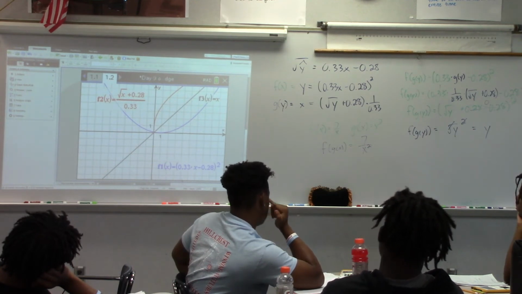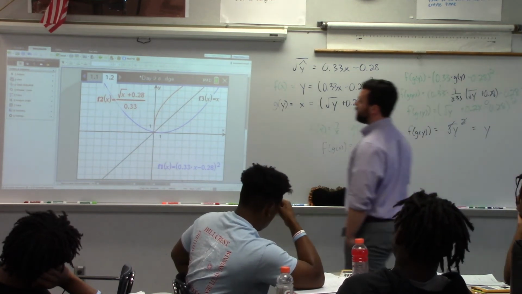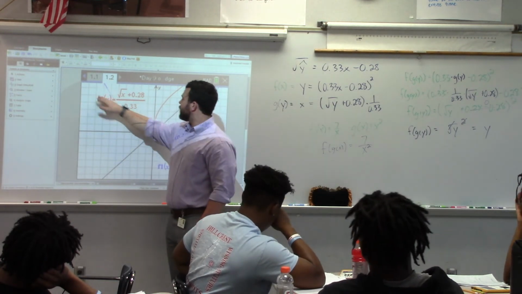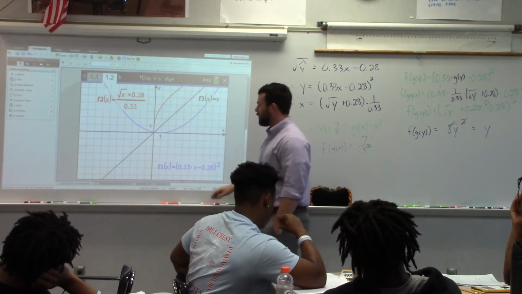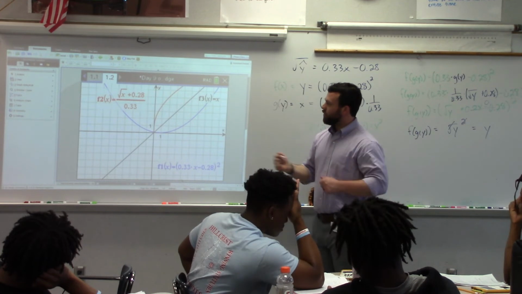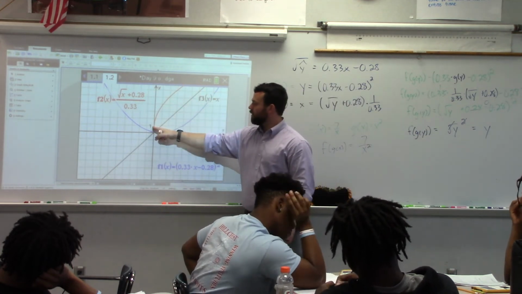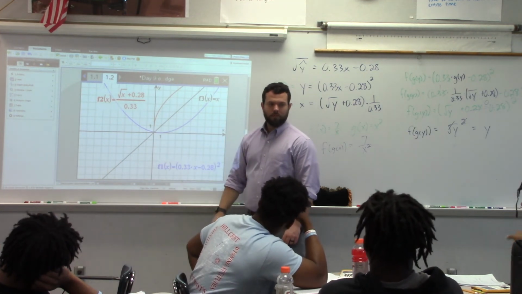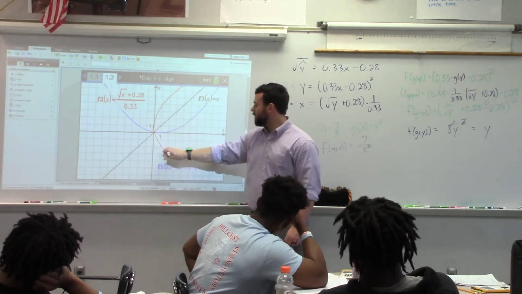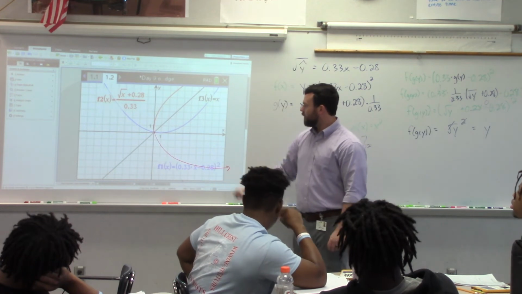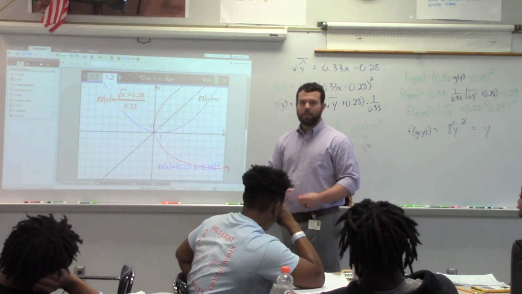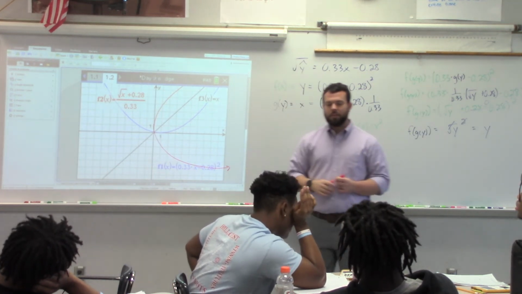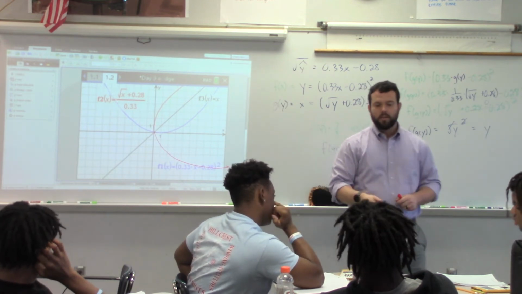I do not. If I were to reflect this blue quadratic function across y equals x, what should the reflection look like? Is it going to stop here? What's it going to do? Don't touch it. So it's going to give me a horizontal parabola, right? That's definitely not what it looks like. So there's a couple of things I want you to make a note of under E.